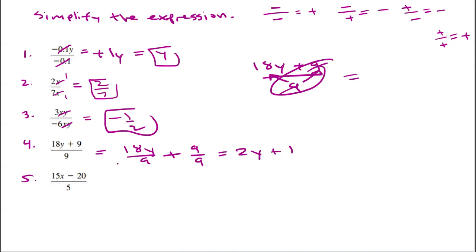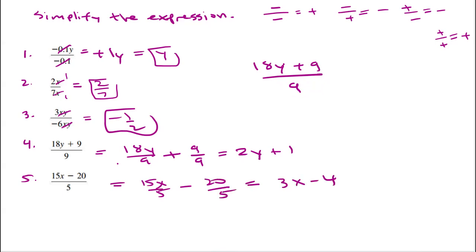So the best way to rewrite it is in this form, so you can see clearly, hey, I have to divide it to both terms. It's the same thing for this one. If I rewrite this as 15x over 5 minus 20 over 5, that's going to give us 3x minus 4.